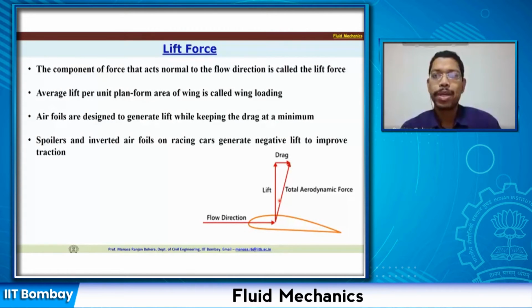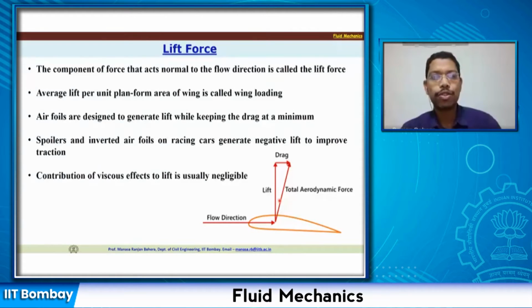We have already seen that the drag force is mostly dependent on the skin friction drag as well as form drag, whereas the lift force doesn't depend on the viscosity or the skin friction. So the contribution of viscous effects to the lift force is usually negligible.